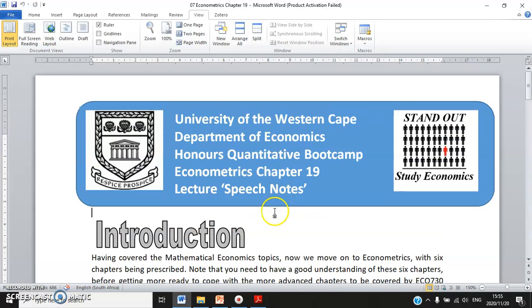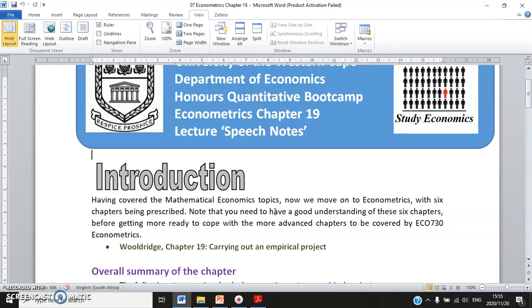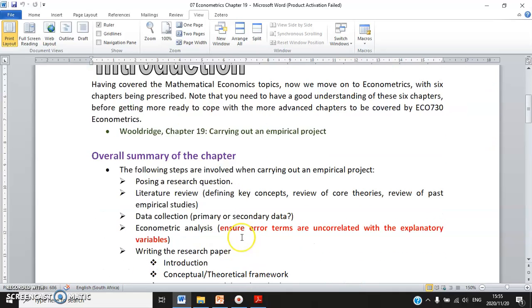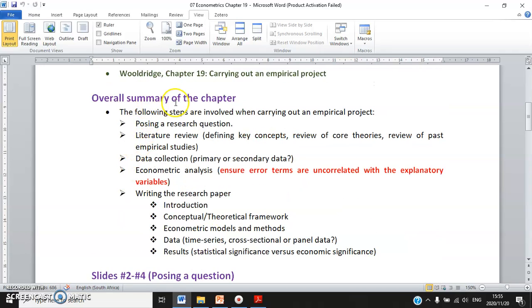Okay, so I'm going to start off with chapter 19. It has some relevance to your research module, Eco 701. So this is the overall summary of the chapter. It is about the main steps involved in carrying out an econometric project, and obviously econometrics is involved in case your topic involves empirical data analysis. You are going to learn more of these concepts in Eco 701.